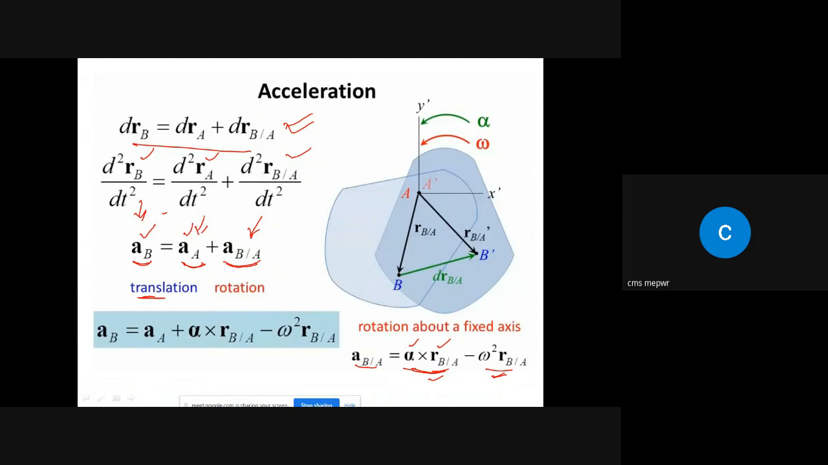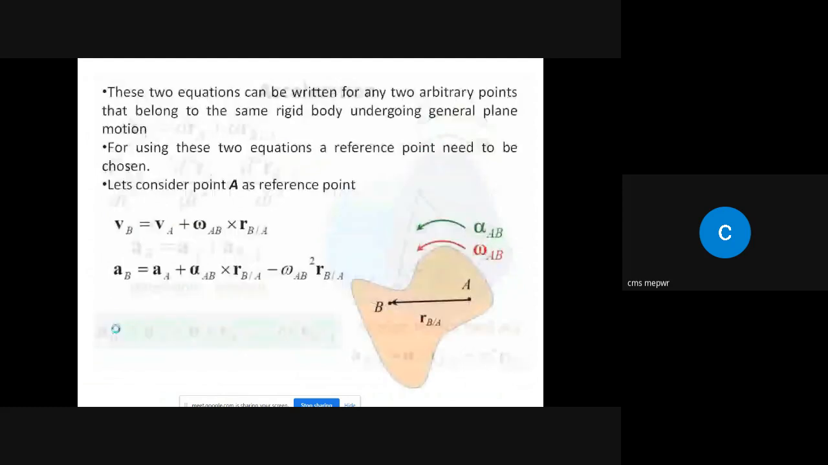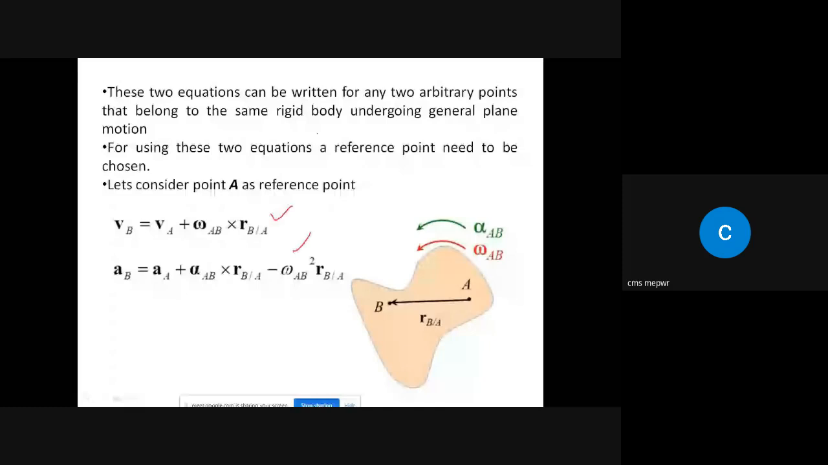Okay, so by putting these values in this equation, we get this new equation. So what does this equation show? This equation shows the acceleration of point B when the rigid body is exhibiting general plane motion, when it is having both rotation as well as translation. So these two equations can be written for any two arbitrary points.